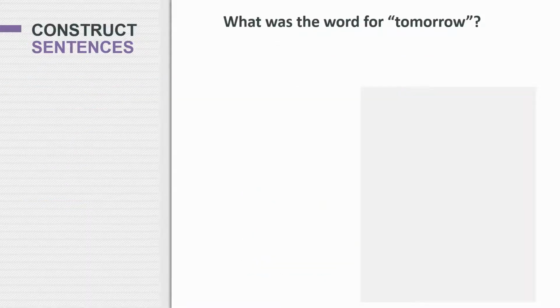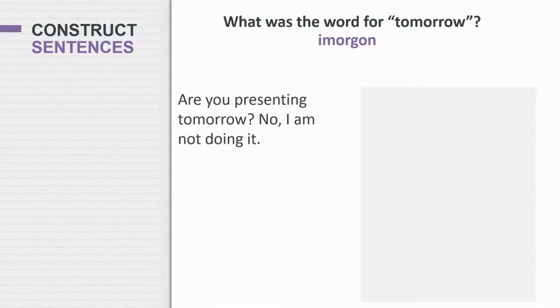So what was the word for tomorrow? Imorgon. I morgon. If you remove the I, morgon, similar to the English word morning. And of course it means the same thing. So morgon means morning. I morgon, that means tomorrow. In morning, literally. So let's ask this question. Are you presenting tomorrow? No, I am not doing it.